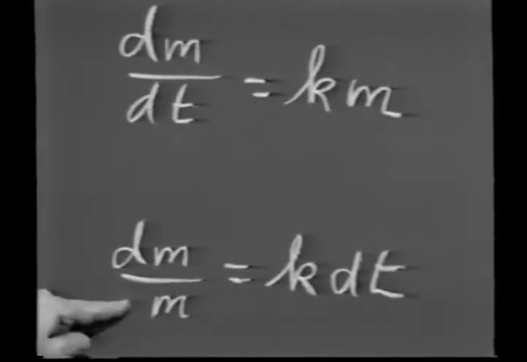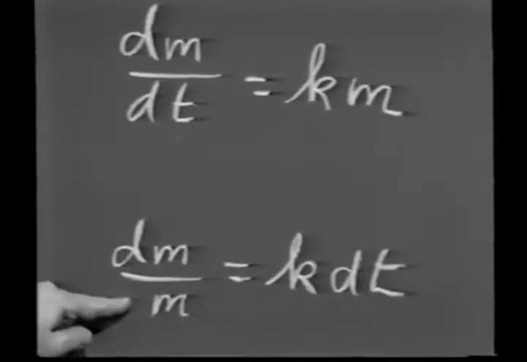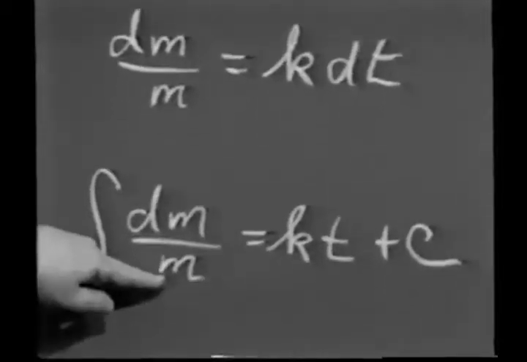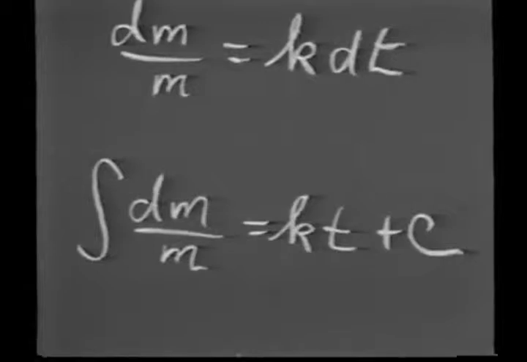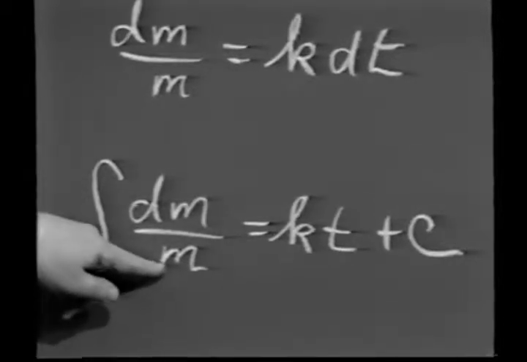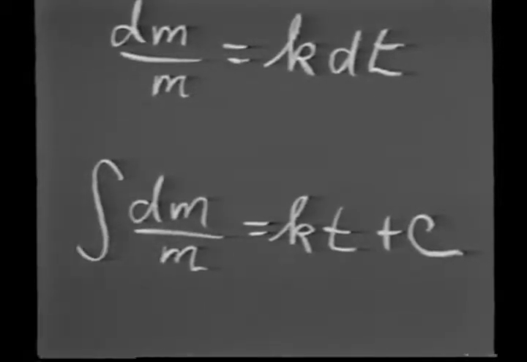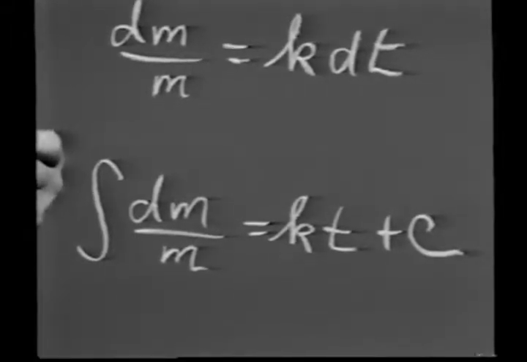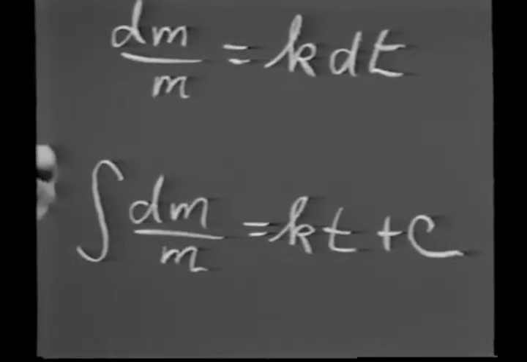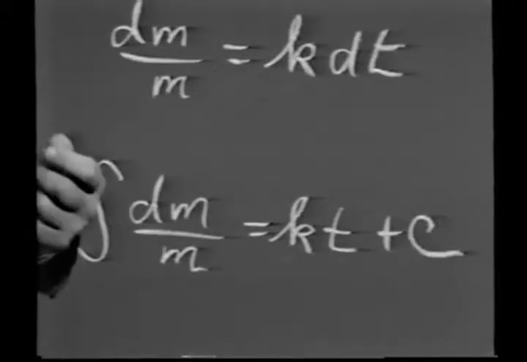integrating, meaning taking the inverse derivative, we have what? That the integral of dm over m is equal to kt plus a constant. Now you see, the interesting point is, at this stage of the game, we do not know explicitly how to find a function whose derivative with respect to m is 1 over m. In fact, that's the problem that underlies today's lecture.